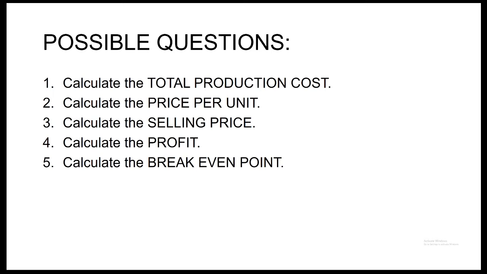Number 2, calculate the price per unit. So basically, what will it cost us to make one shoe? Number 3, calculate the selling price. Now that we know what it costs us to make one shoe, that's the cost price, what are we going to sell it at? How much percentage profit markup are we going to add? And that they will normally give you.